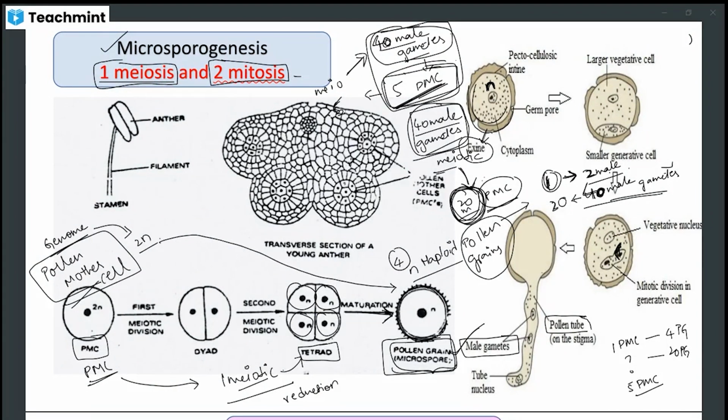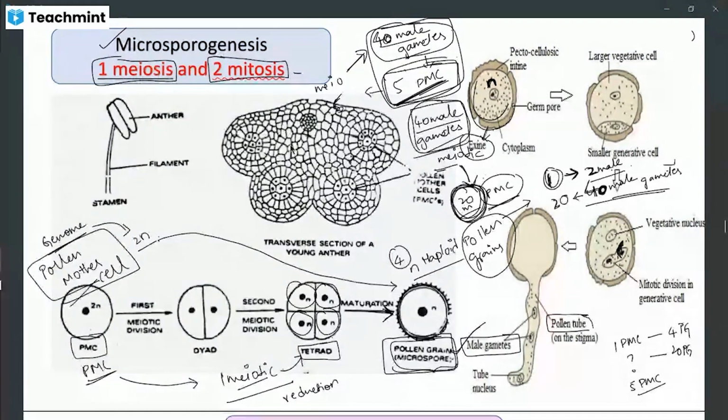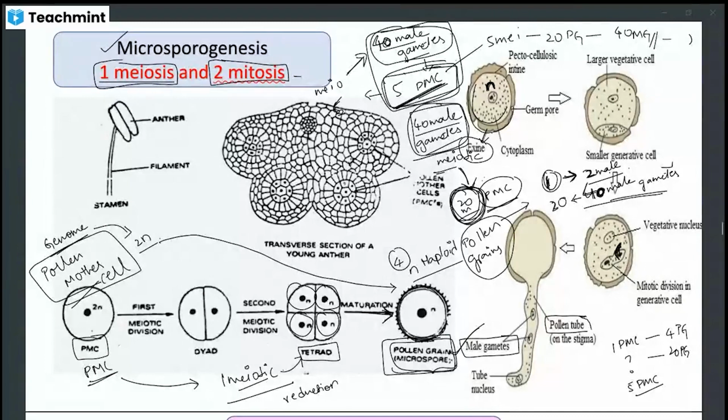Sir, I did not understand the concept. We'll again discuss it. Understood this? For the production of 40 male gametes, we require 5 pollen mother cells, and these 5 pollen mother cells undergo 5 meiotic divisions to produce how many pollen grains? Yeah, 5 meiotic divisions will produce 20 pollen grains, and 20 pollen grains will produce how many male gametes? 40. So hope everyone understood. If not, please mention it in the chat box. We will discuss it again.